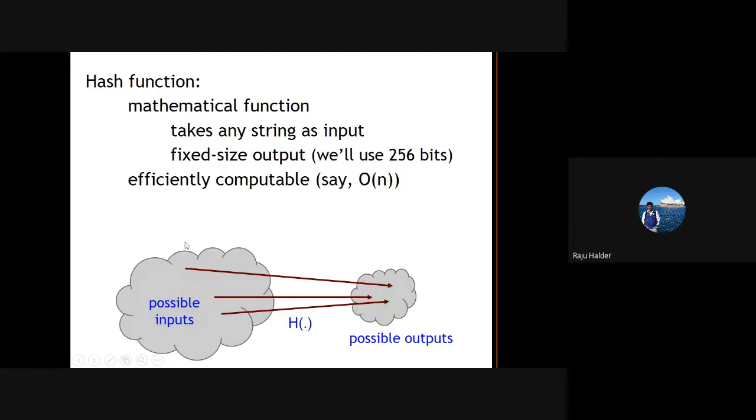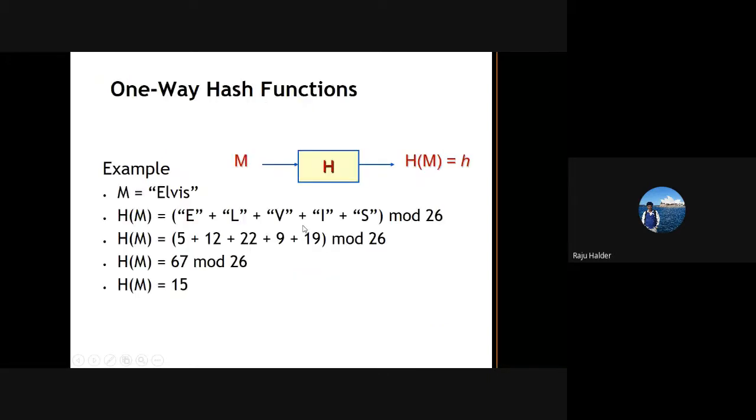Yes or no? For example, I have 10 such elements in this input domain, and I have only 8 elements in this codomain, output domain. So in this case, of course, 10 is going to map to 8 elements. So of course, there will be at least 2 elements which will map to the same element, and that is called collision.